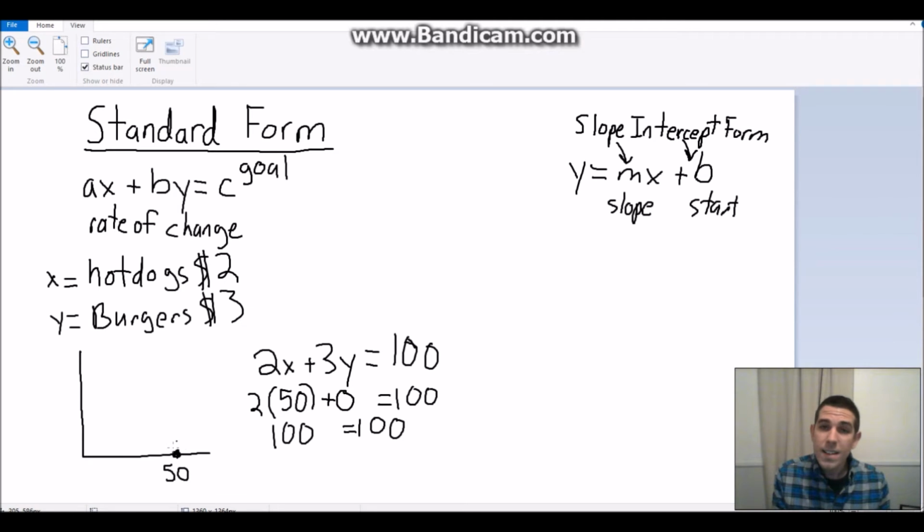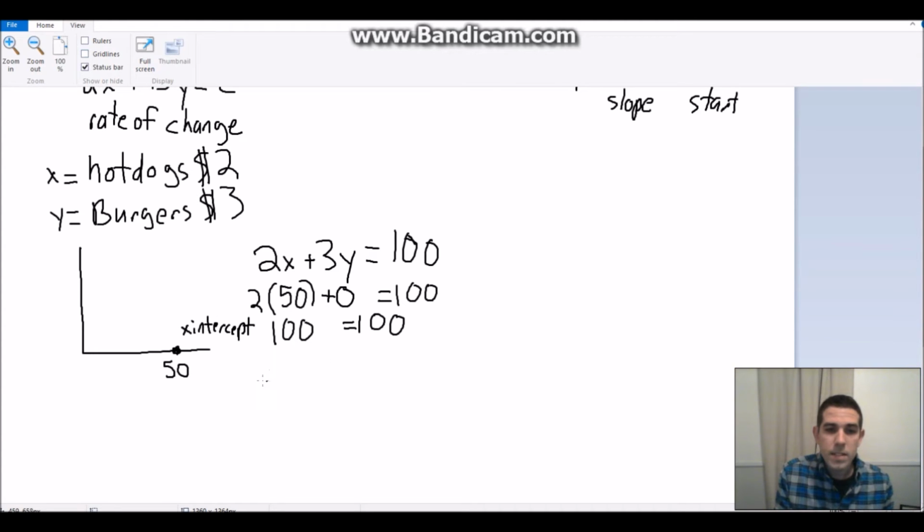Now, we graph this by saying, hey, if y is 0, x would be 50. This is actually an x-intercept because it's on the x-axis. We're actually going to find two different intercepts when graphing standard form. First, find your x-intercept, and then find your y-intercept. I'm going to find the y-intercept by doing the same thing.